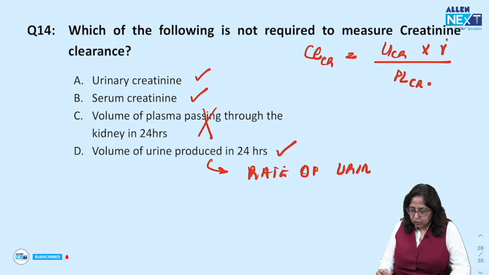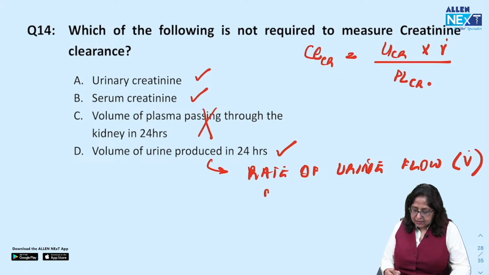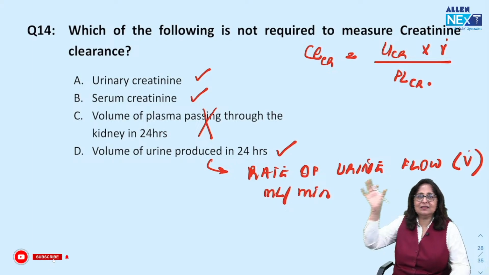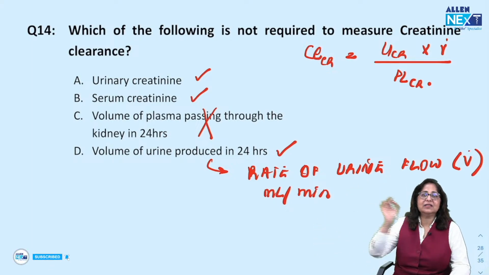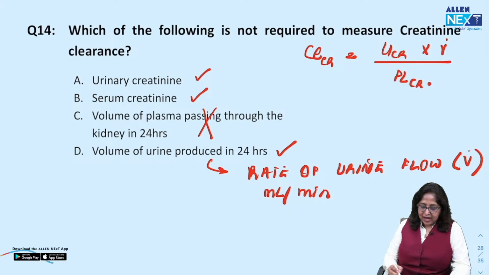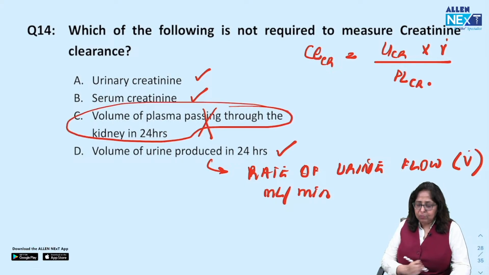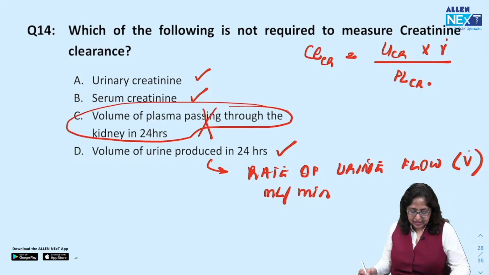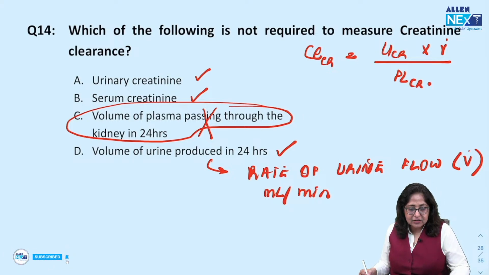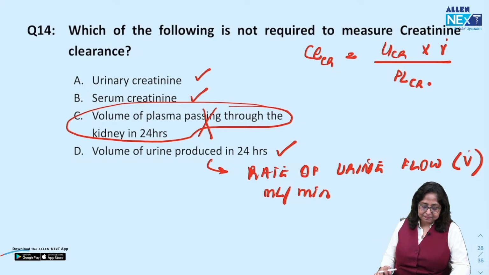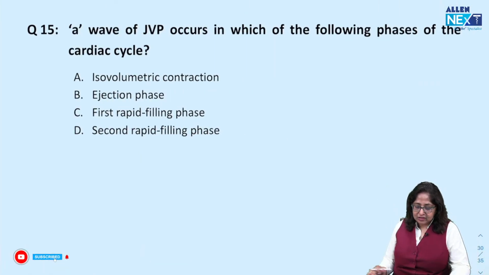What is rate of urine flow? That is V. This rate of urine flow is in ml per minute. In 24 hours, this is the amount of urine produced. In 1 minute, how much is the urine? So what I do not need is volume of plasma passing through the kidney in 24 hours. So absolutely right. Anil Soni C, Farhina C, Bhavani C, and Chandan also C. Correct. Let's go on to the next question.